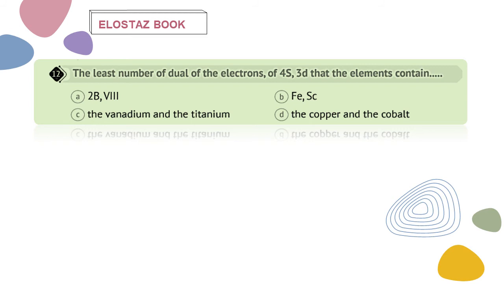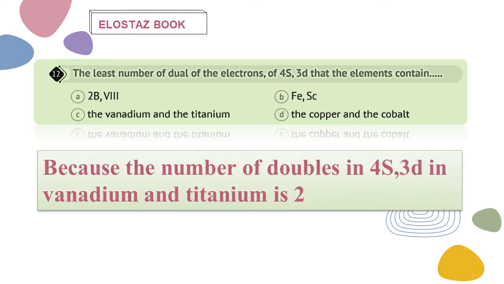Also we have the elements iron and scandium, vanadium and titanium, copper and cobalt. If we discuss each one, the number of doubling means making dual electrons, or double electrons not present in the single form. We have in the 4s and 3d that belongs to vanadium and titanium. So here it will be 2. So the right answer here will be letter C, vanadium and titanium.